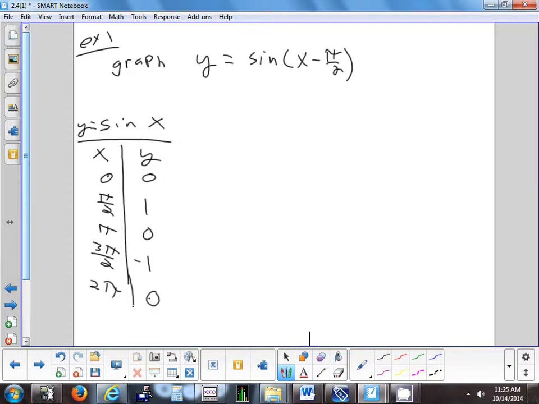So here's my first problem. Y equals sine of x minus pi over 2. What I've done to make it a little bit easier is I've copied down the original table that I had like 4 slides ago. So there's my original x's and my original y's. Our goal is going to be to figure out a table of values for this function.